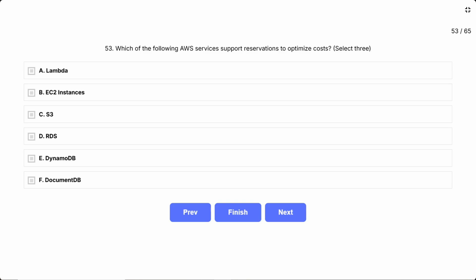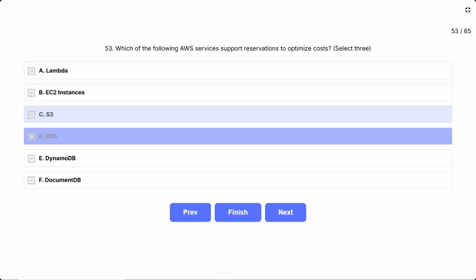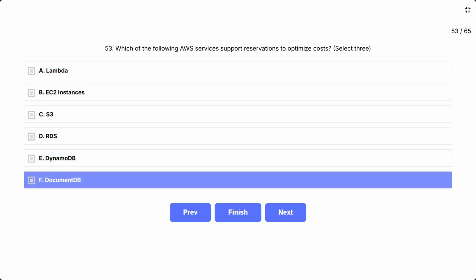Some are purely pay-as-you-go. The options are A, Lambda, B, EC2 instances, C, S3, D, RDS, E, DynamoDB, F, DocumentDB.